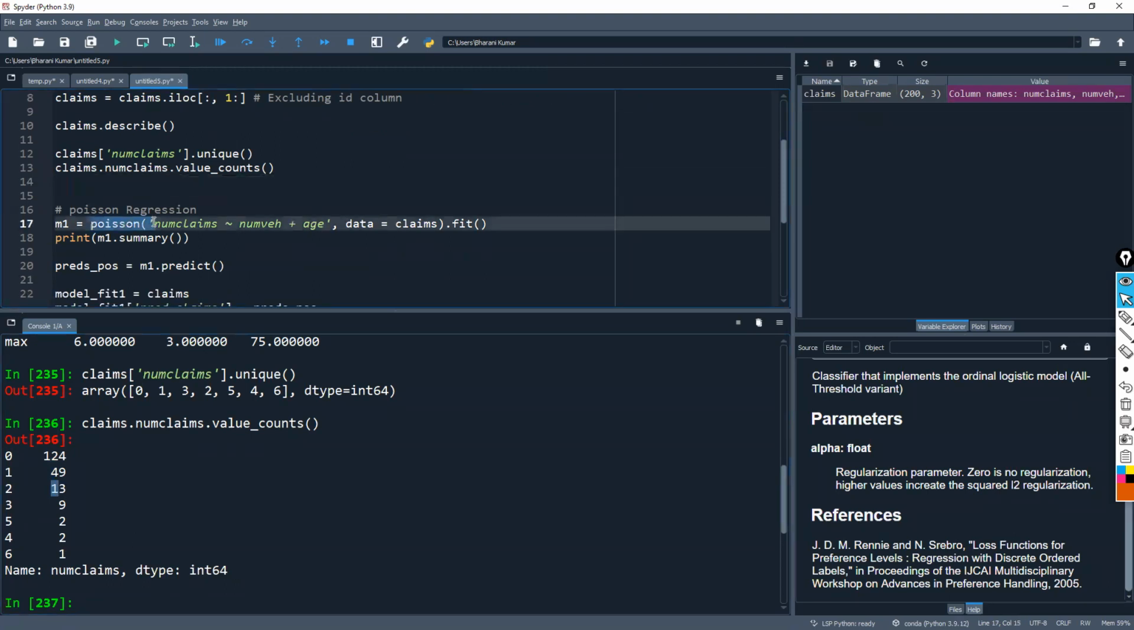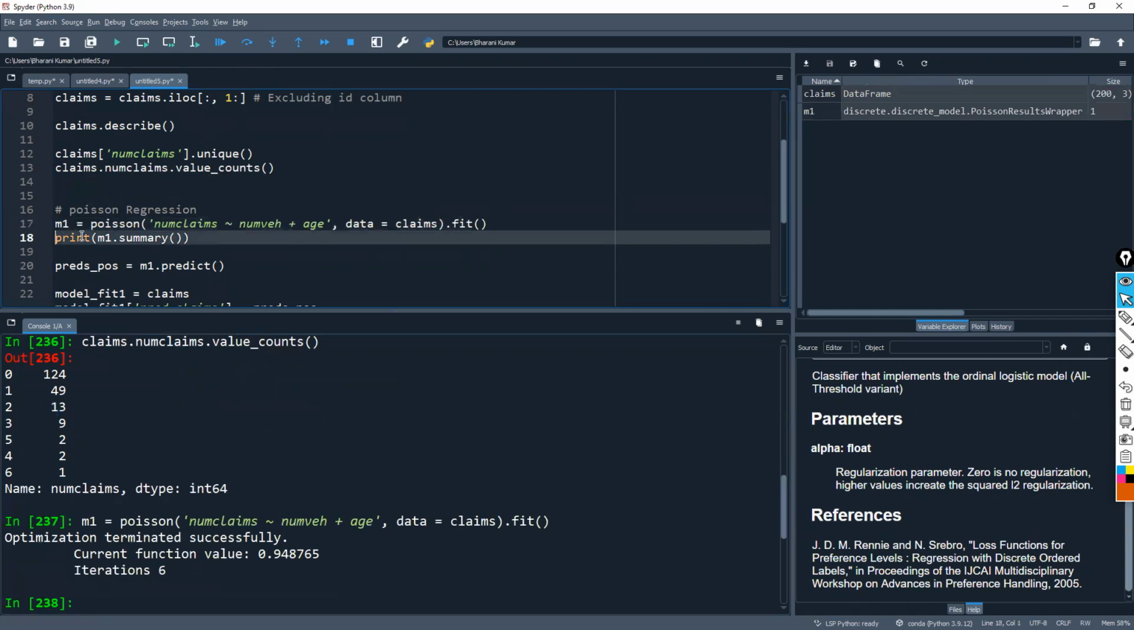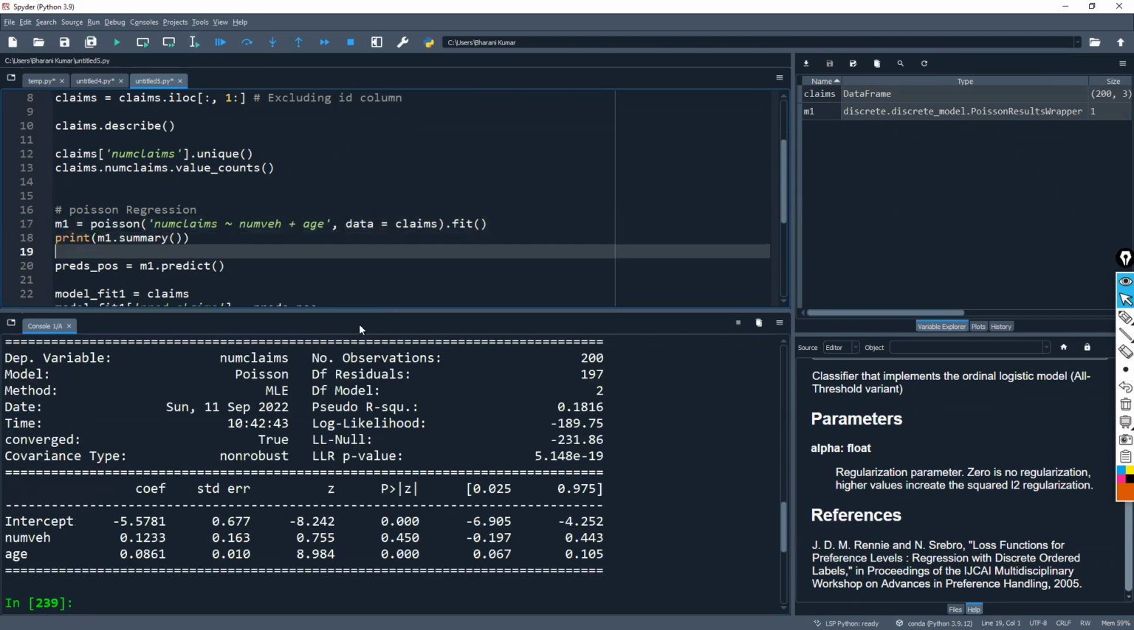Then you have a Poisson regression, Poisson, y tilde x1 plus x2. You give data equal to claims data set, fit, storing it in M1, a simple Poisson regression. And when you say print of M1.summary, you get to see the results.